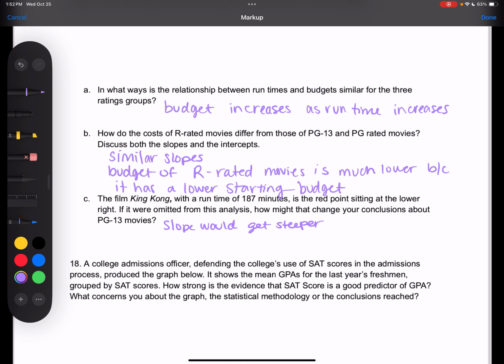And at that point, then we can conclude that the cost per minute of PG-13 movies was greater than that of other movies.